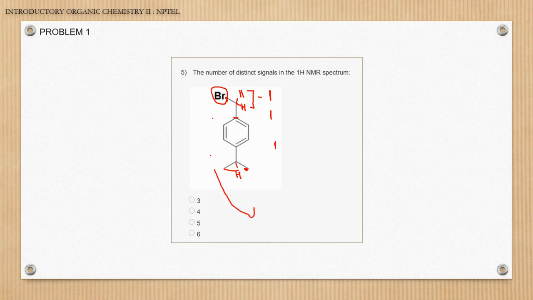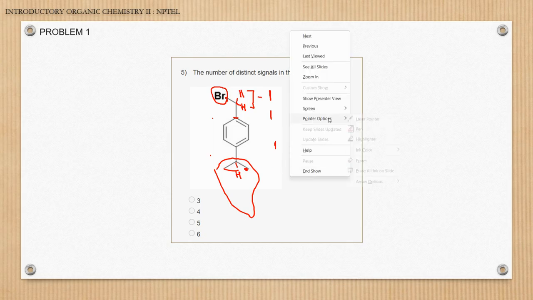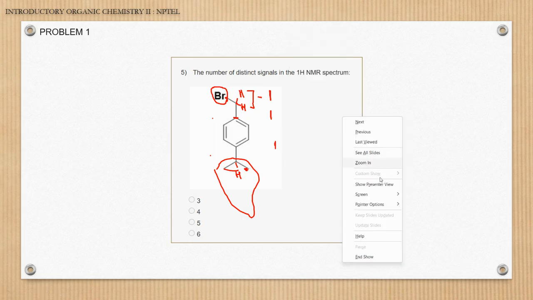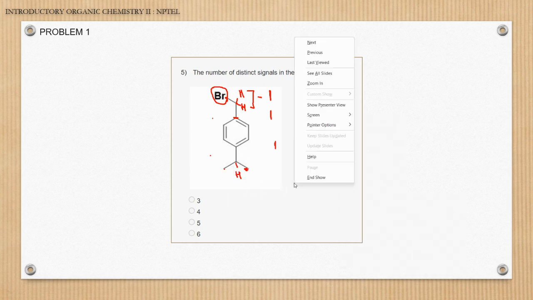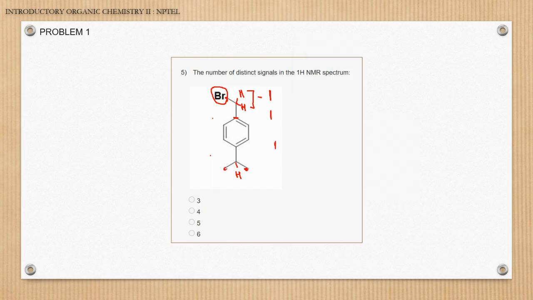Now you have to worry about this particular group. There are two methyls and one CH. Can anyone tell me, are these two methyls different or similar? Yeah, they are similar. Why? Because these two methyl groups are facing a similar environment. That is why these two methyls will show a sharp singlet in your NMR. So here you will find one signal for these two methyl groups.